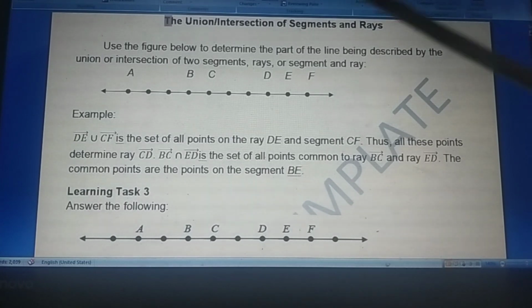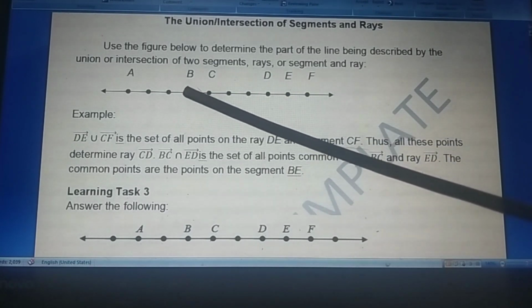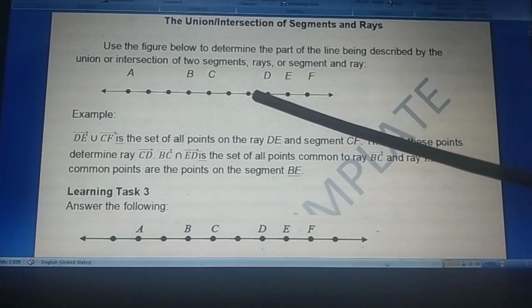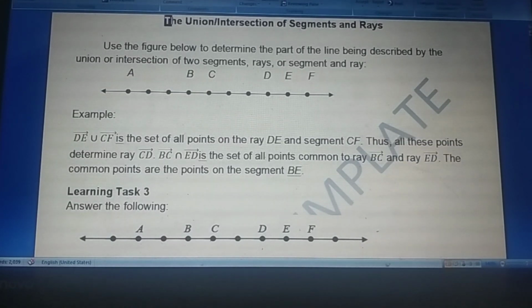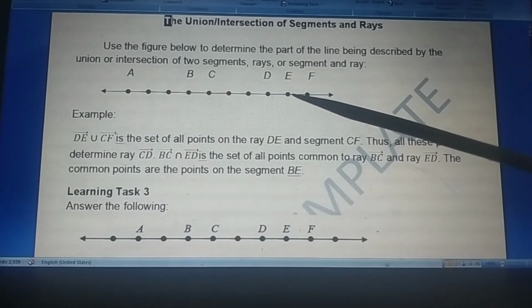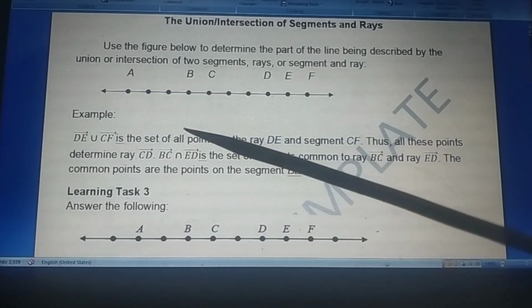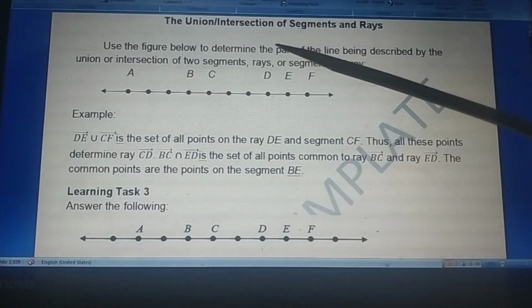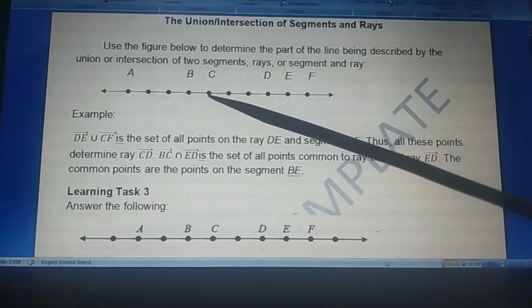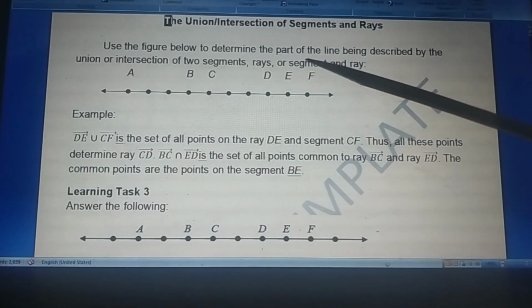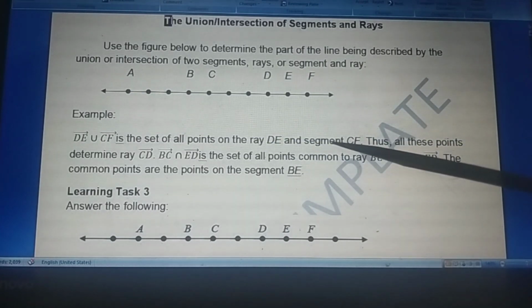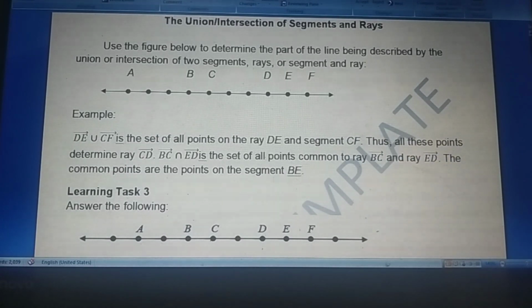Next, ray BC intersection ray ED. Ray BC begins with B, going to the right. Ray ED starts with E, going to the left. When you say intersection, it is the common points. First, we start from C, going to the right. And next, we begin with E, going to the left. So it is the set of all points common to ray BC and ray ED.